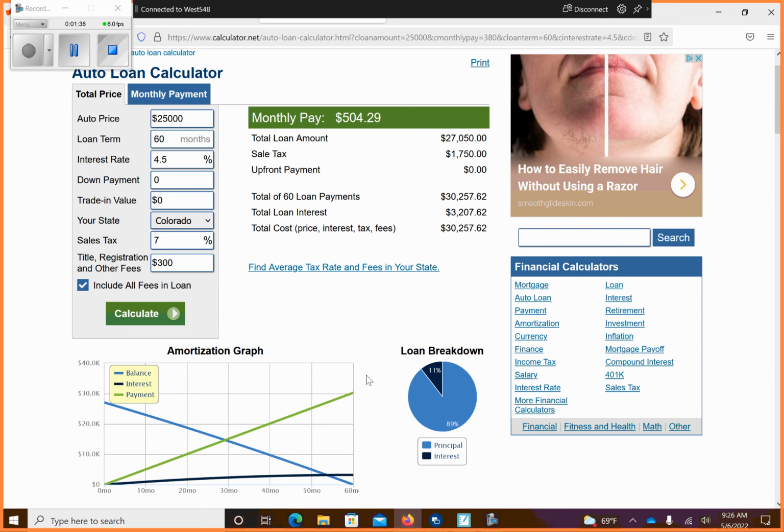Your 60 payments, your $25,000 car, is going to cost you $30,257.62. The bank that loans you the money is going to make $3,207.62 on your money, and your total price, interest, tax, fees, out the door is $30,257.62. And then this graph here, we talked about the balance of the car is decreasing, your payments, as you're making payments, is going up, and this black line is your interest.